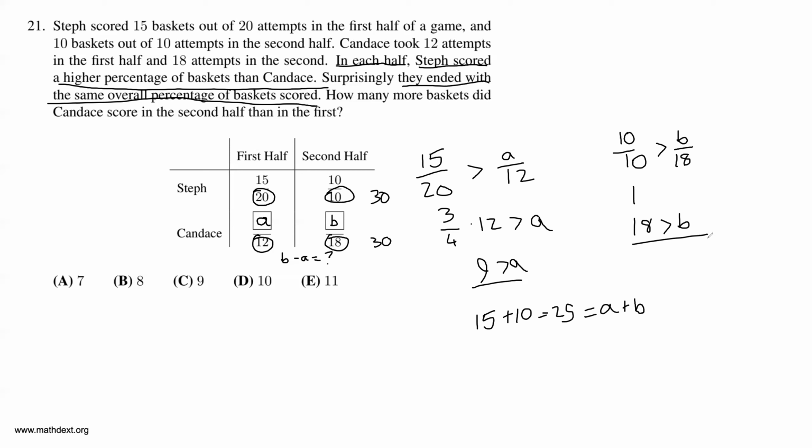So 25 is equal to A plus B, but A is less than 9 and B is less than 18. And if you look at this, you see that the most A can ever be is 8. And the maximum value B could ever be, since B is less than 18, is 17. But you see that the maximum value of A is 8, the maximum value of B is 17, and their sum is already 25. Which means that neither of them could be any less than 8 or 17, otherwise your sum would be less than 25. So therefore you must have A is equal to 8, B is equal to 17, and B minus A is 17 minus 8, which is 9. And we are done.